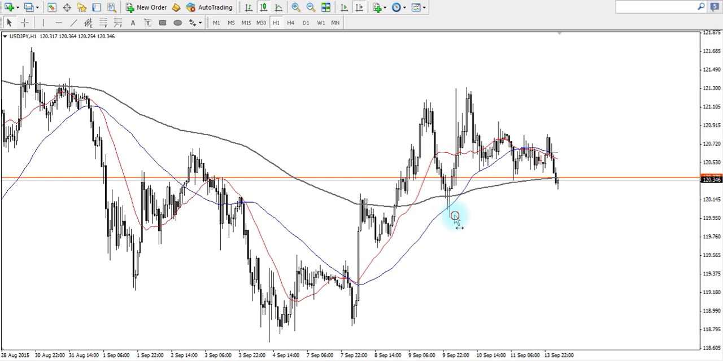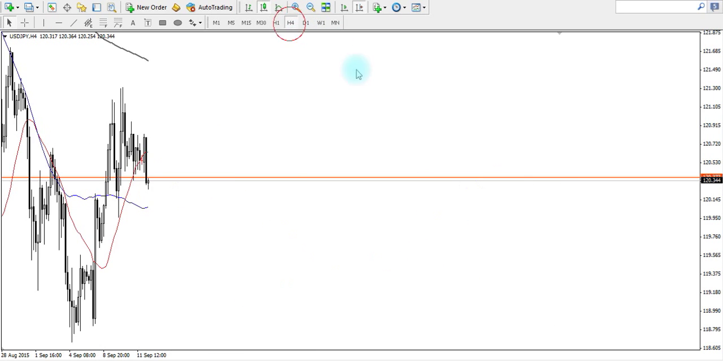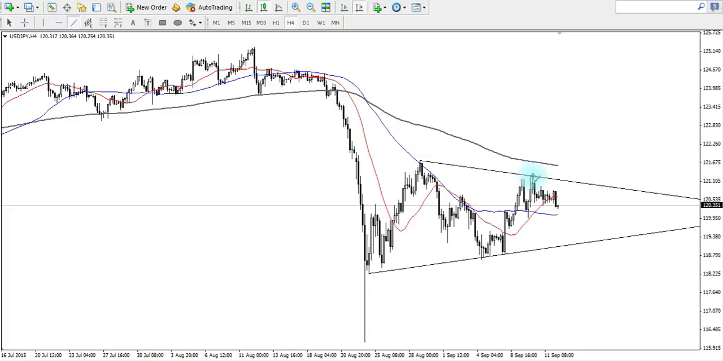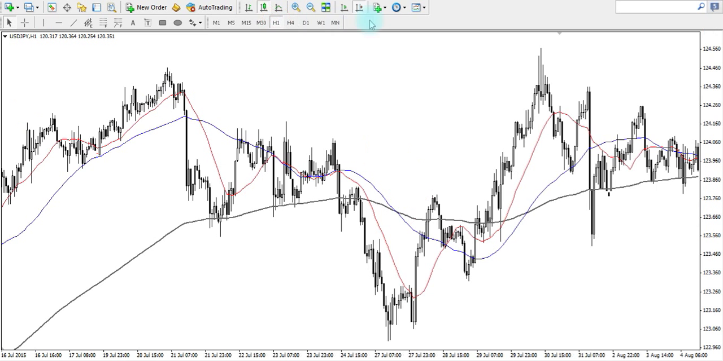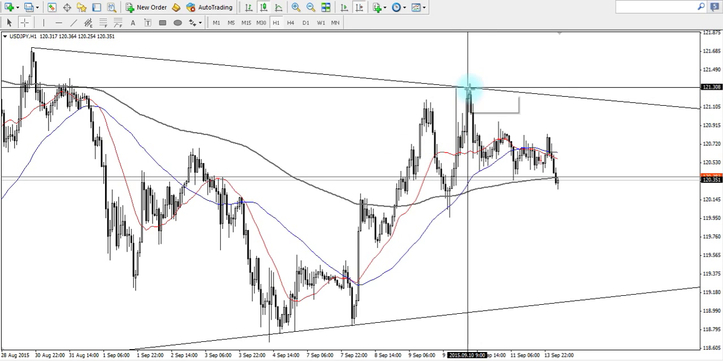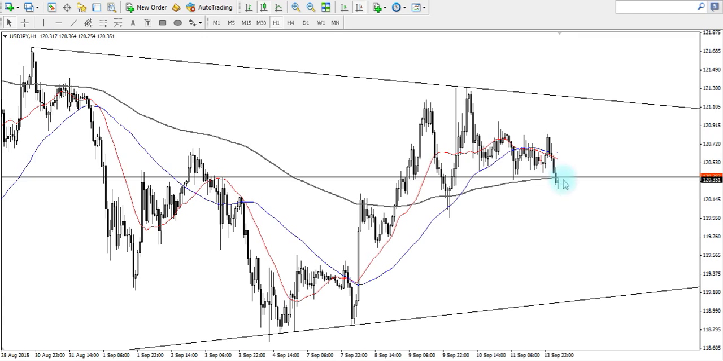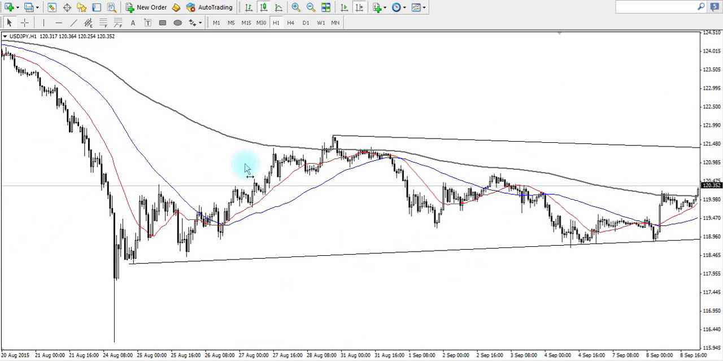So that is pretty much it for the Aussie against the US dollar. Next, we have the dollar against the Japanese yen. Let's go into the 4-day chart. I want to bring attention over here. This is basically a symmetrical triangle. Currently the price has touched the top of the symmetrical triangle, and we expect the price to fall further all the way to the bottom of the symmetrical triangle.